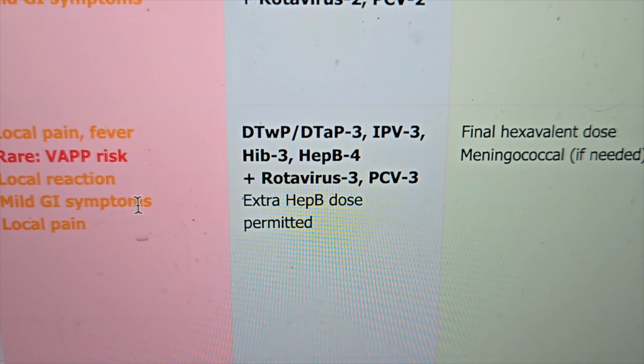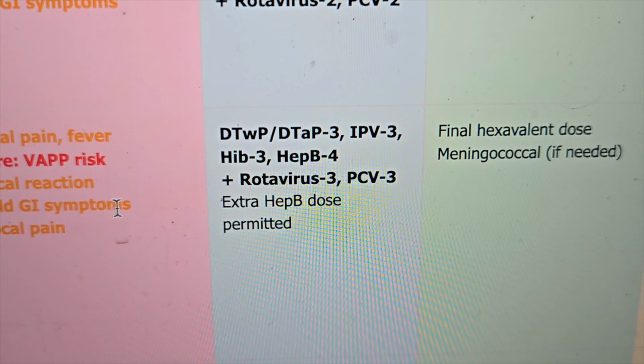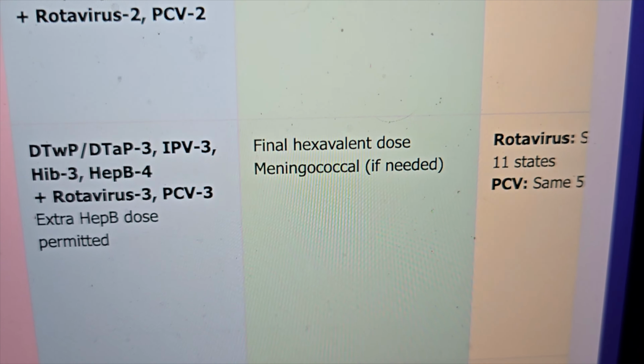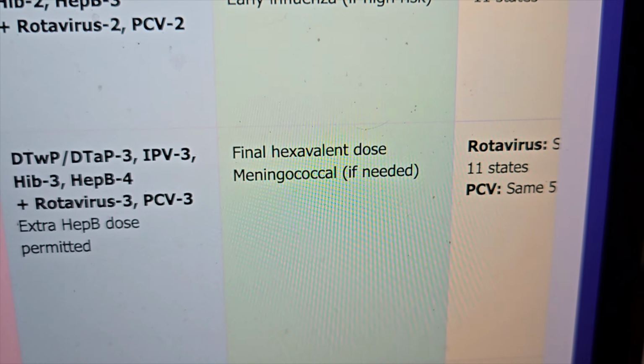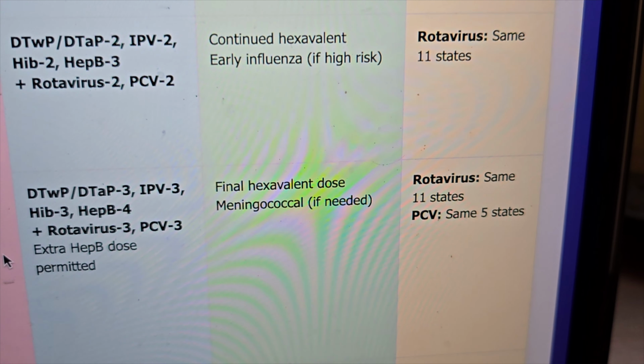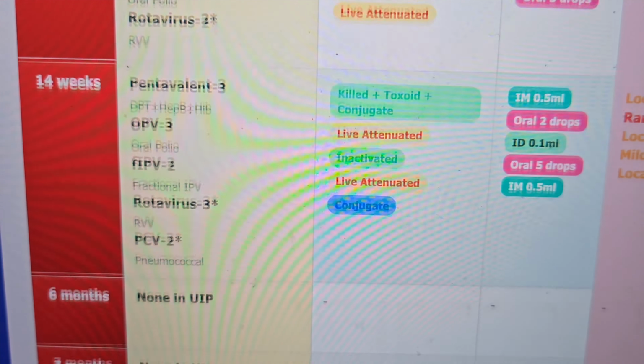Same thing in the IAP schedule. Extra hepatitis B dose is permitted, and the final hexavalent dose at the 14th week. If it is an optional vaccine, meningococcal vaccine, if it is included, you have to continue the same thing. Rotavirus, PCV in selected states. So, we have completed the 14 weeks schedule.